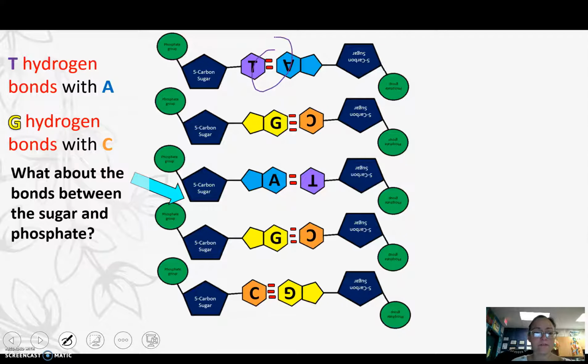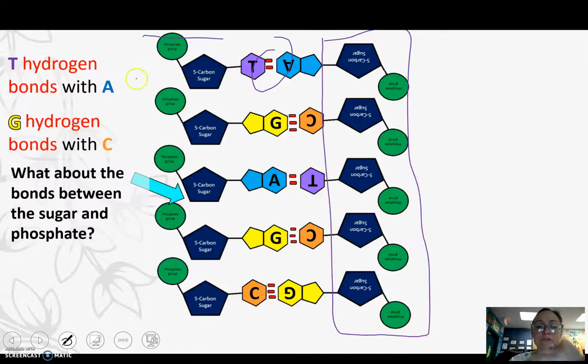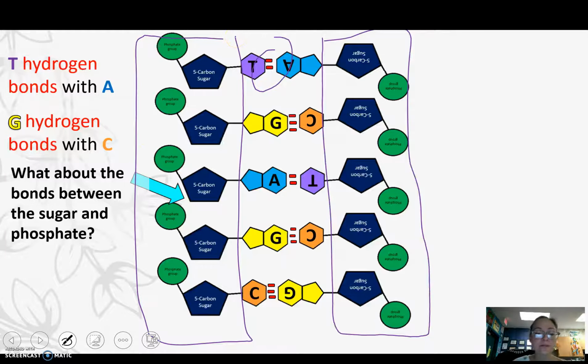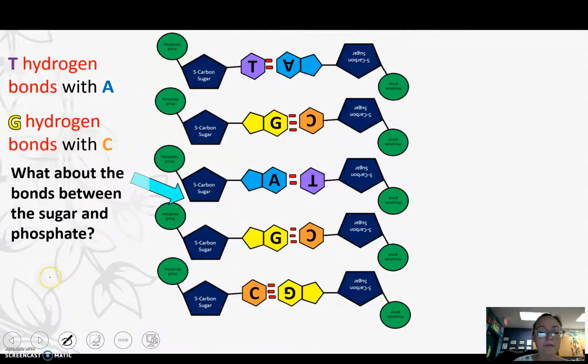Now, what about right here, though? What about the bonds between the sugar and phosphate backbone? When we talk about DNA, we call this area the sugar-phosphate backbone of the double helix, and we need to think about the bonds between that. So we're going to build some bonds in between the sugar and phosphate backbones. These bonds are called phosphodiester bonds. We're going to see a little bit more of how those are built.